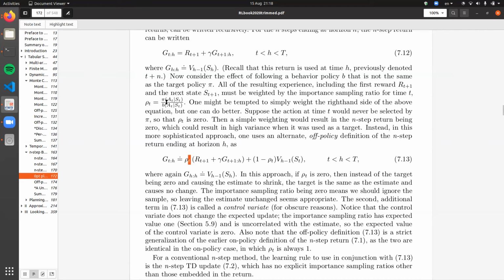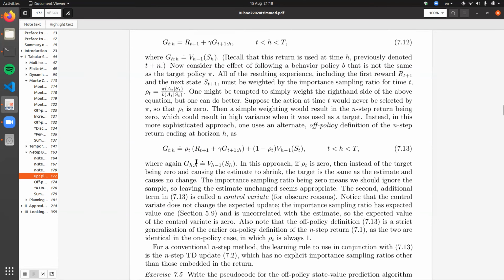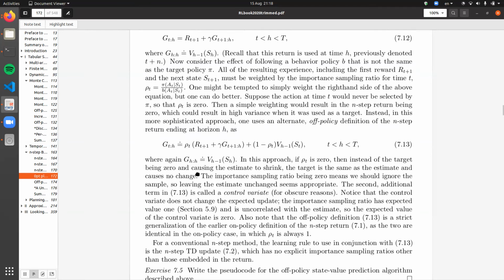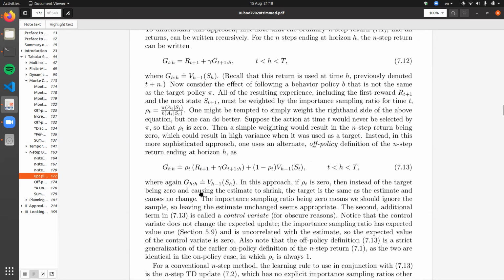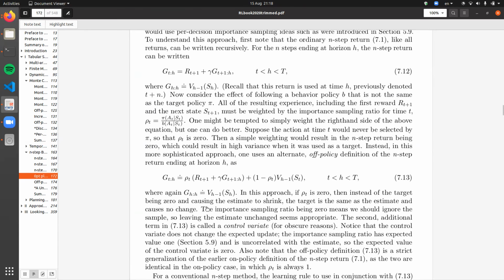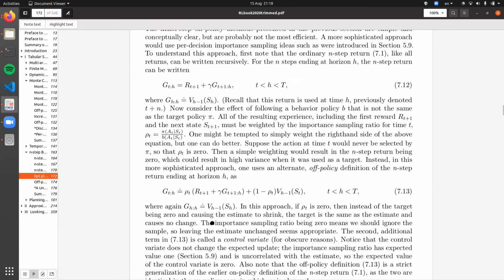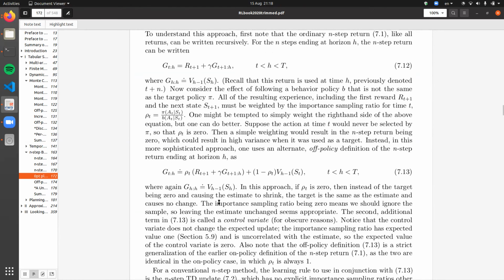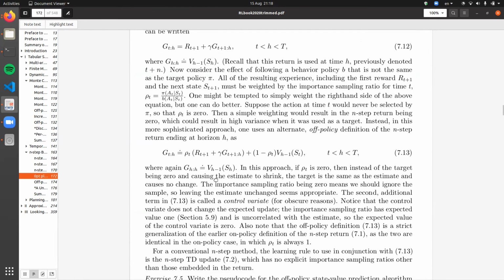rho is a product of probability ratios, so it's always between 0 and 1, right? Or not? Would it always be between 0 and 1 or not? Yes. Mm-hmm. So cool.